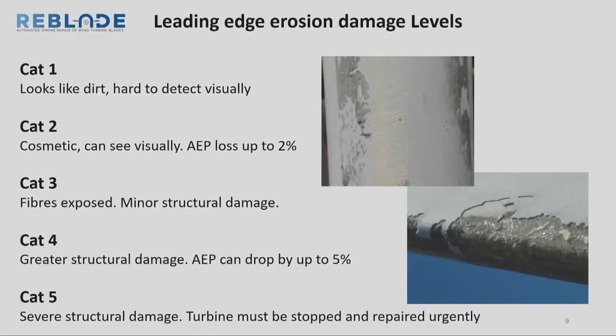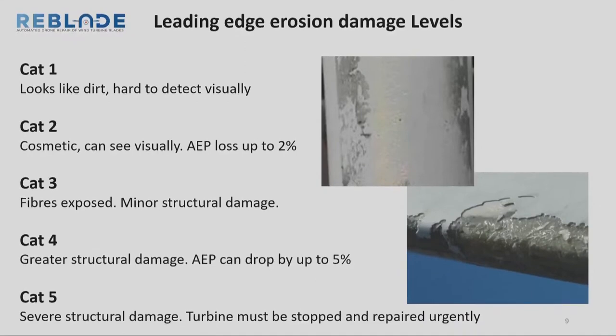You can't really detect it from the power curve. It's going to have very little difference to the energy output, probably about maybe 1% or something like that, which is in all the other variability. So it's very hard to detect. It gradually becomes category 2. This is also what you'd class as cosmetic.